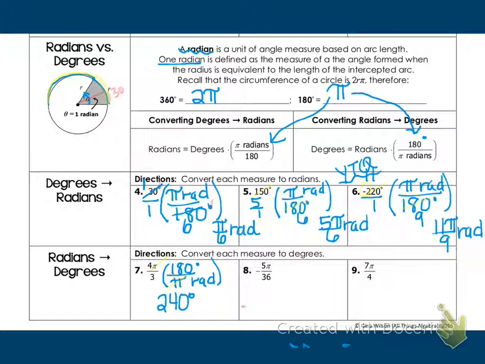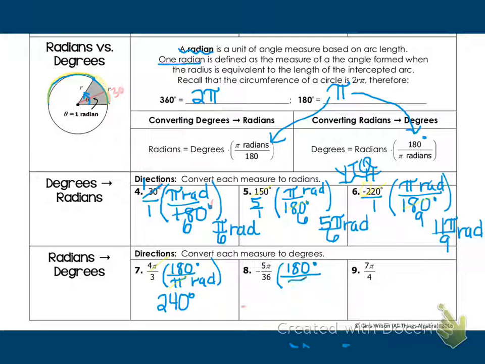So just taking that conversion factor and flipping it allows me to use it to convert to degrees. So negative 5 pi over 36. Let's convert that into degrees. So 180 degrees. This means it's going to be a clockwise rotation, right? Because, again, it's negative, so it's going in that negative direction.